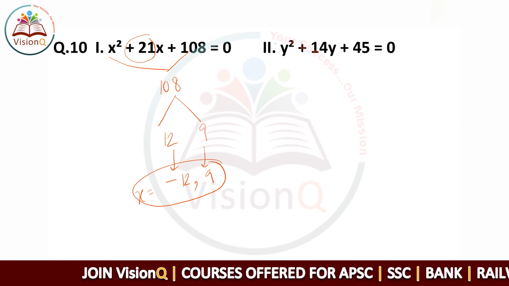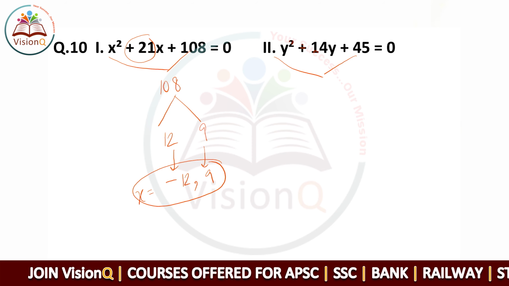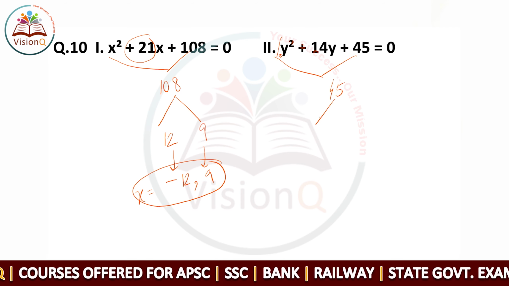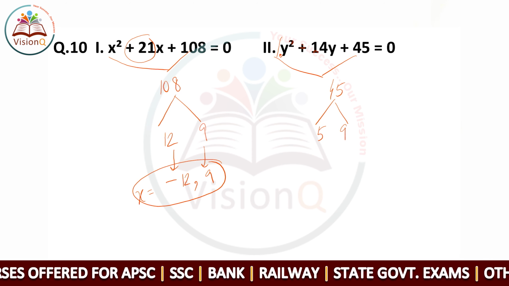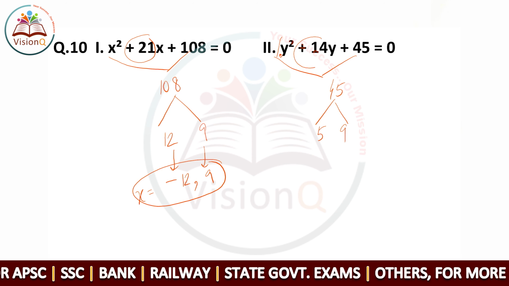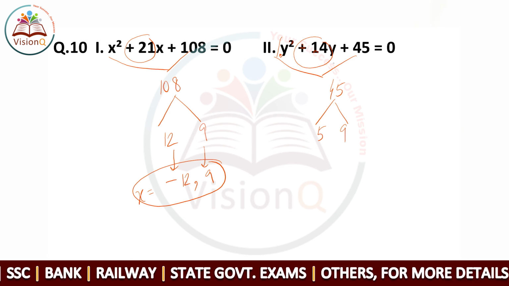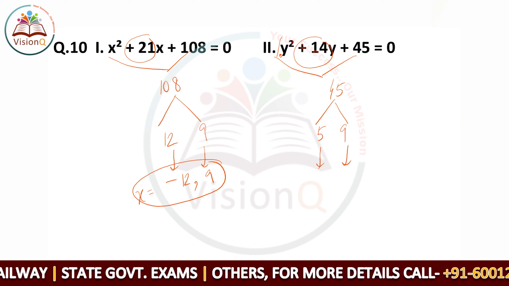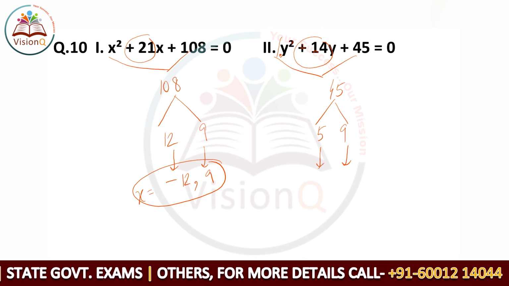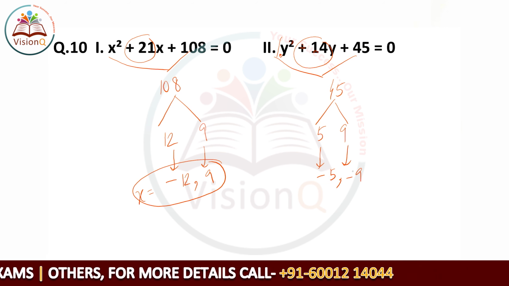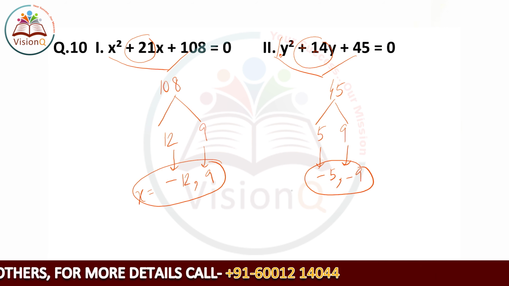Second equation is similar. First multiply a and c. So 1 into 45 is 45. I have to break the numbers as 5 and 9, so that the sum of these numbers is b, 14, and the product is 45. In the next step, divide by a and change the sign. So if I divide both these by 1, it becomes minus 5 and minus 9 after changing the sign. So these are the values of y.